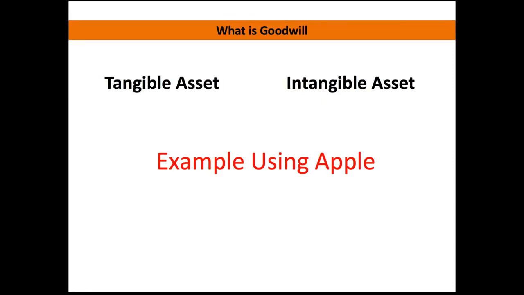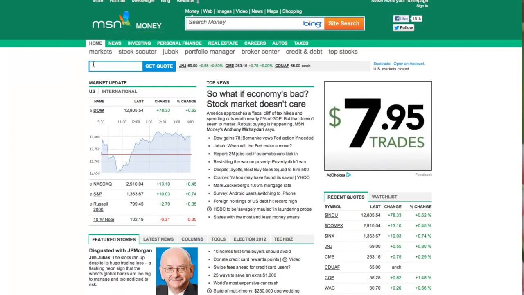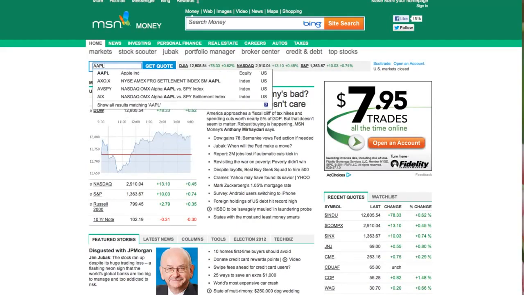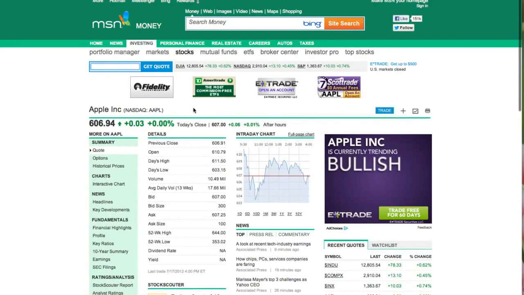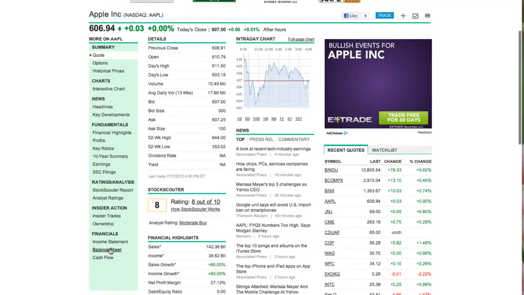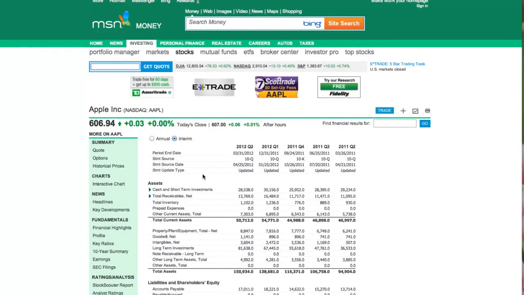So in order to give you an example of where to find intangible assets on a balance sheet versus tangible assets, we're going to go ahead and pull up Apple, and I'll show you their balance sheet and show you where these numbers are at. Okay, so here we are at the top level MSN Money web page, and so what we're going to do is we're just going to type in the ticker for Apple, which is AAPL, and we'll go ahead and hit enter, and it takes us to the top level page for the Apple company. And so what we're going to do is scroll down over here to the left hand side where we can select balance sheet, and as you can see, the balance sheet has loaded. We have interim selected, so we're going to be looking at the second quarter for 2012 for Apple.